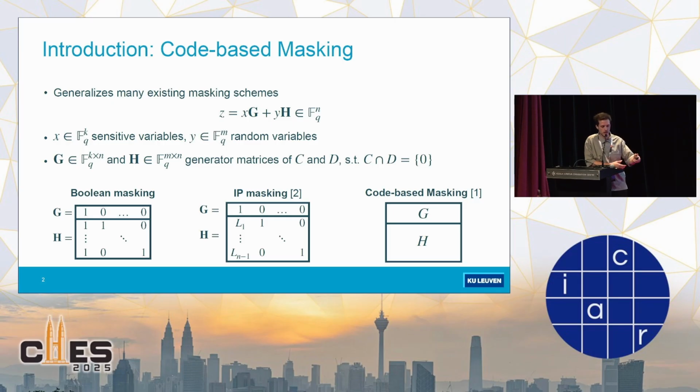If you define the matrix H to be a column of value 1 followed by the identity matrix, this gives you Boolean masking. If you then change this first column to public values, you get inner product masking. And if you get free of those restrictions, you go to code-based masking.